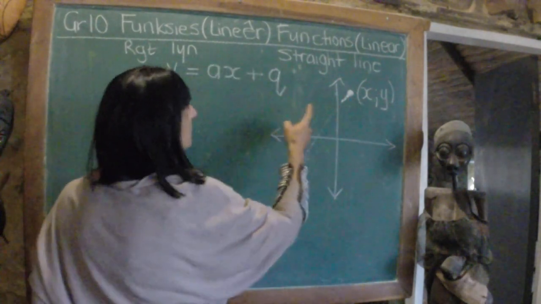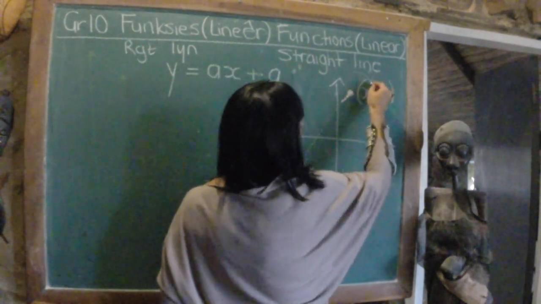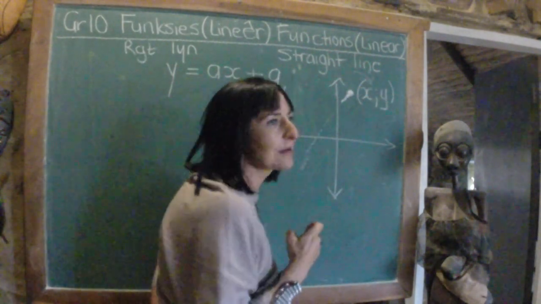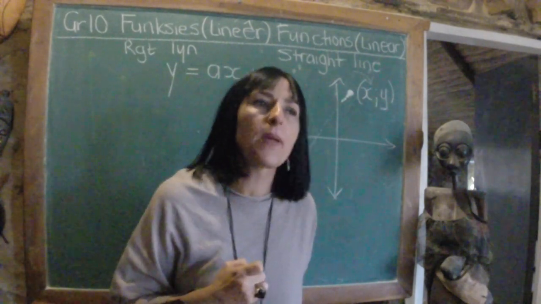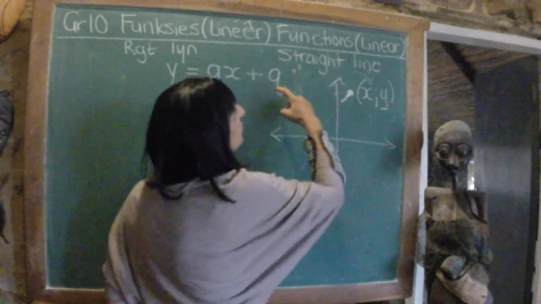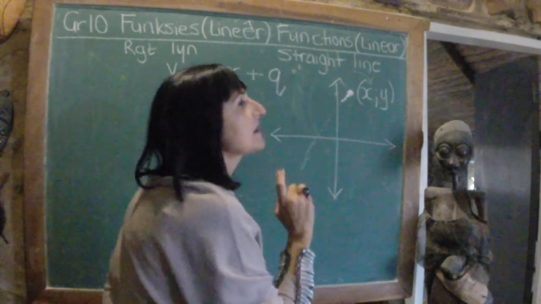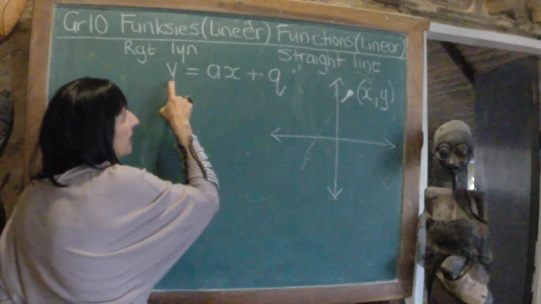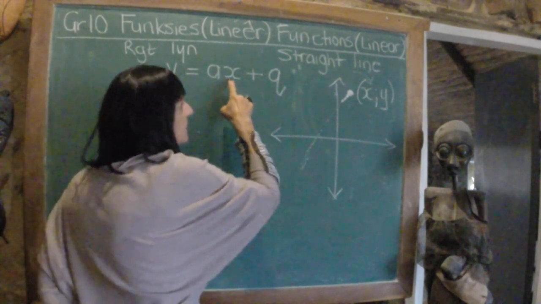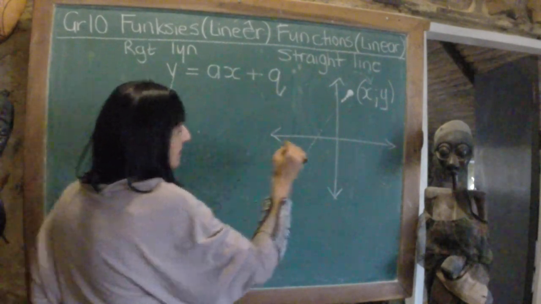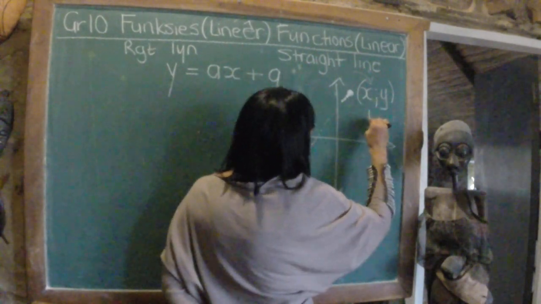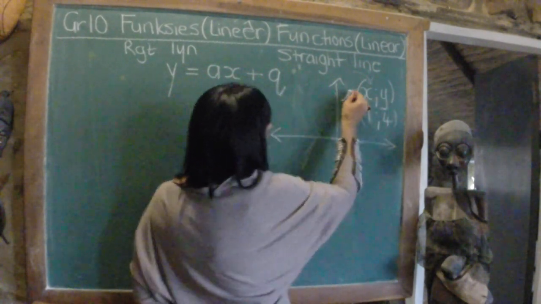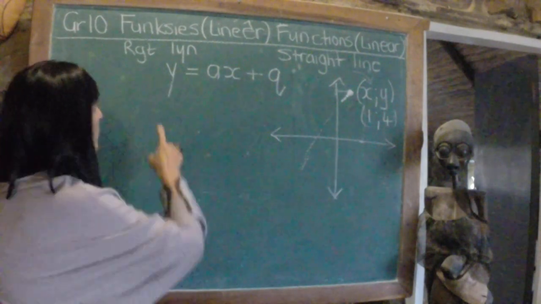X is ons insetwaarde. That's the value that we put into the equation. Dit is ons onafhanklike veranderlike, the independent variable. That's what we put into the equation. And y is the thing that's been spit out. Y is die afhanklike veranderlike, want dit hang van x af wat y gaan wees. So as ek nou sê, hierdie is die koördinaat 1, 4, dan beteken dit die x-waarde is 1 en die y-waarde is 4. That's the x and y.